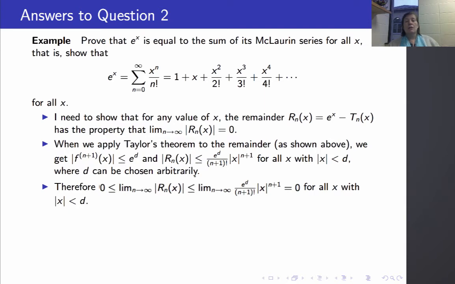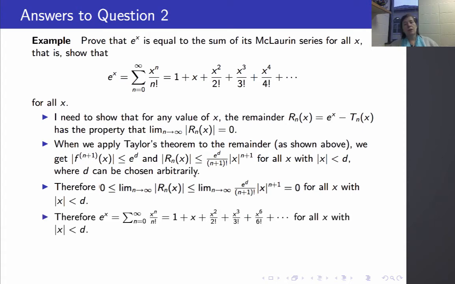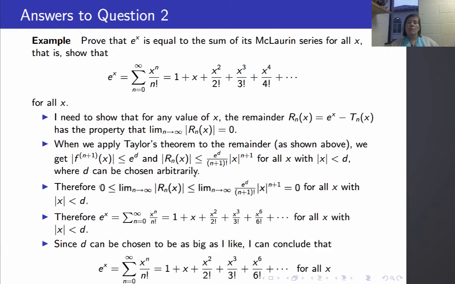So we have 0 is less than or equal to the limit of the remainder, which is less than or equal to 0. So therefore, the limit as n goes to infinity of the remainder must equal 0. And this holds true for all x in the interval from minus d to d. So this shows that e to the x equals the sum of its Maclaurin series, the sum from 0 to infinity of x to the n over n factorial, for all x with the absolute value of x less than d. Remember, I'm free to choose d as big as I like.